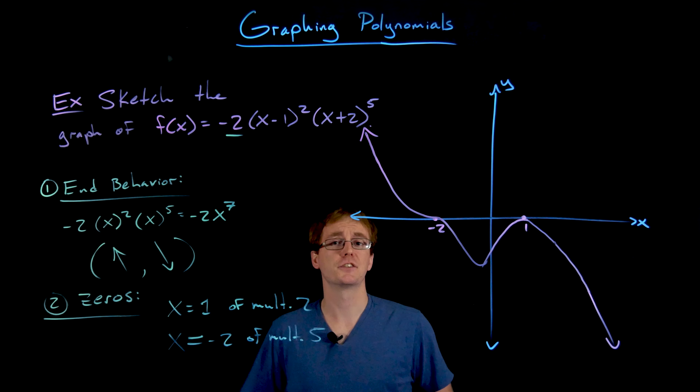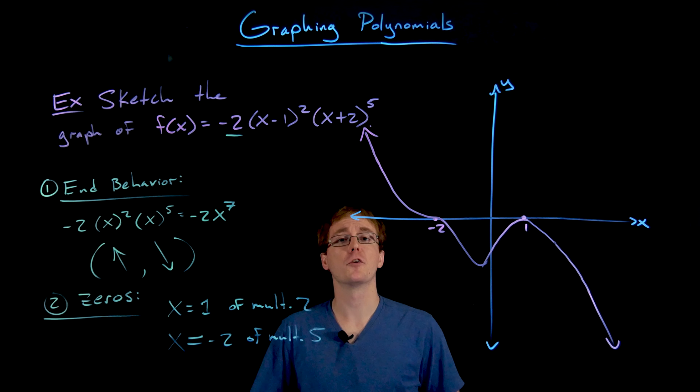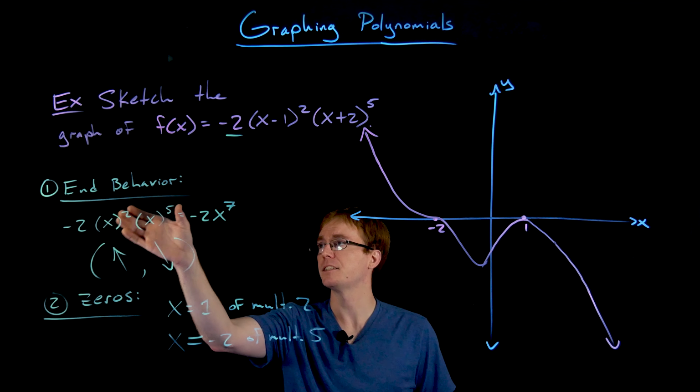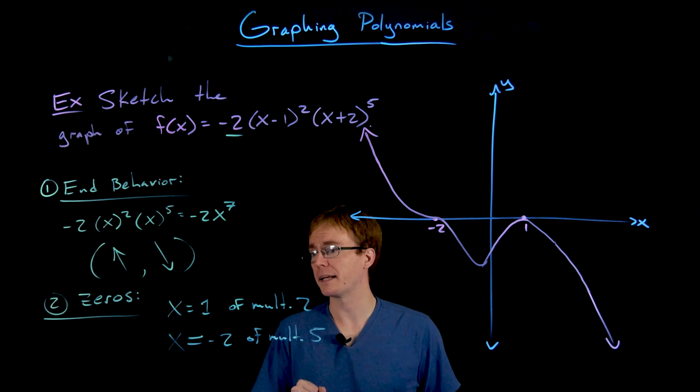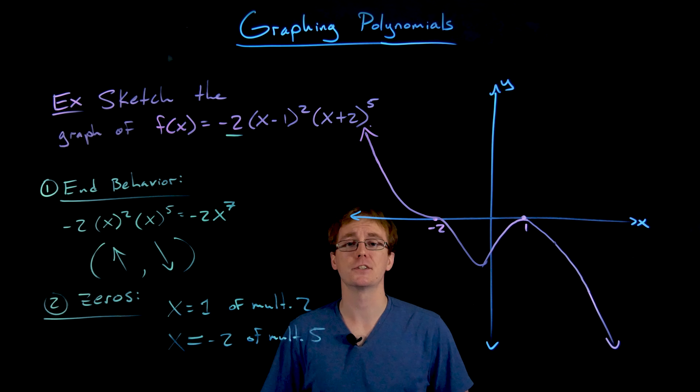So here we have another example of us sketching the graph of a polynomial function just by quickly analyzing the end behavior from the leading term and the local or short run behavior from the zeros and the multiplicity of those zeros.